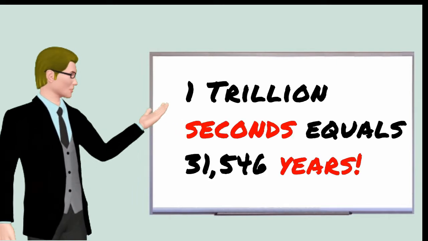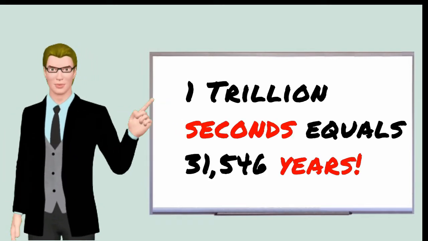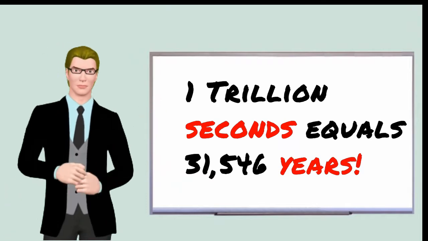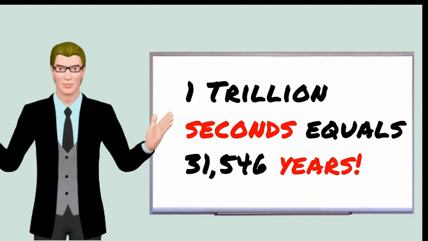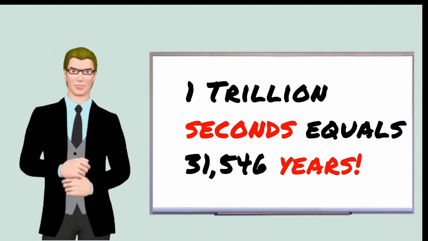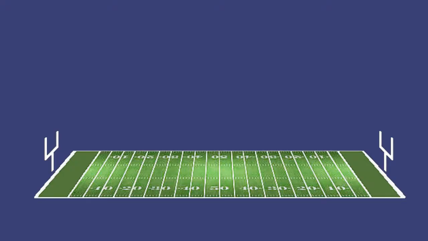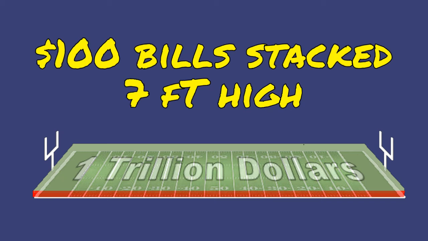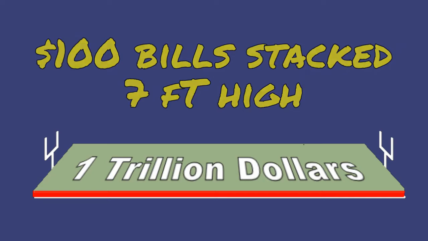1 trillion seconds equal 31,546 years. Many generations will have come and gone over the 1 trillion seconds. Consider a football field from goal post to goal post, filled with $100 bills stacked a little over 7 feet high. That is just under $1 trillion.